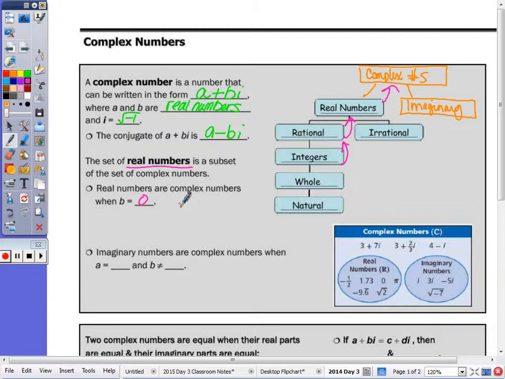So for example, if you had 7 plus 0i, we don't write 0i. 0 times anything is 0. We just write 7 plus 0, which is 7. When the b is 0, your imaginary unit is gone. And the same goes for the imaginary numbers, where a is 0 and b is not 0. So 0 plus 3i would just be 3i.